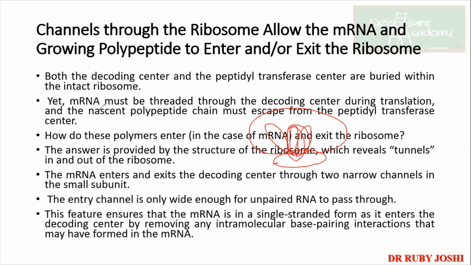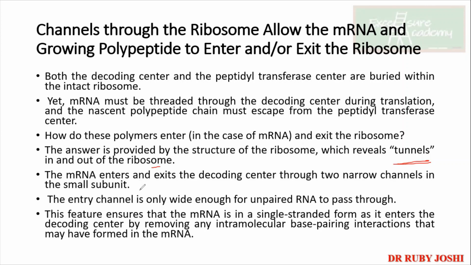Yet mRNA must be threaded through the decoding center during the translation, and the nascent polypeptide chain, nascent मतलब एकदम newly synthesized, must escape the peptidyl transferase center. Now, how has this been achieved? So the answer is provided by the structure of the ribosome, which reveals that there are tunnels present in and out of the ribosome.